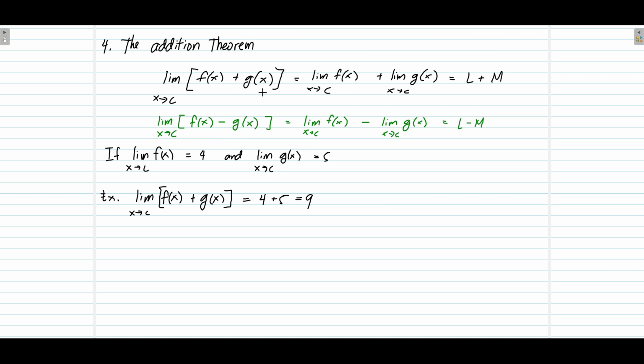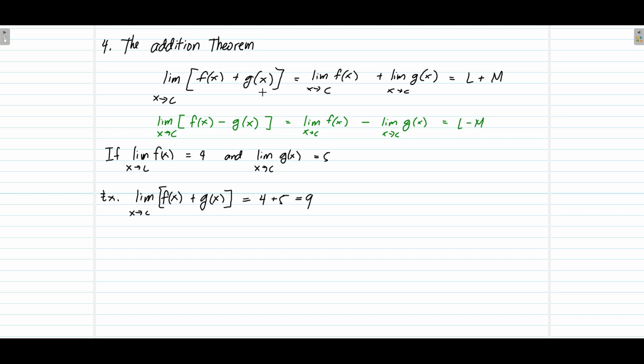Next is the addition theorem. In the addition theorem, we say that the limit of a sum of functions is the sum of the limits of the individual functions. Ibig sabihin, if you have two or more functions or you are adding two or more functions and you'd like to get the limit of these functions, pwede mong gawin is you separate this function individually. Pwede mong kunin yung limit ng isang function, you also get the limit of the other function, and then you're going to get the sum, or you get the difference of the limits of these two.